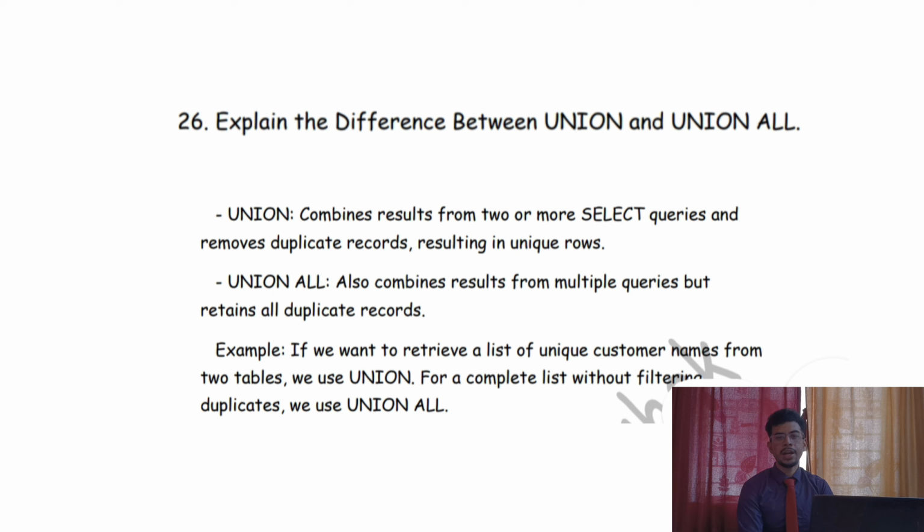Explain the difference between UNION and UNION ALL. UNION combines results from two or more SELECT queries and removes duplicate records, resulting in unique rows. UNION ALL also combines results from multiple queries but retains all duplicate records. For example, if we want to retrieve a list of unique customer names from two tables, we use UNION. For a complete list without filtering duplicates, we use UNION ALL.